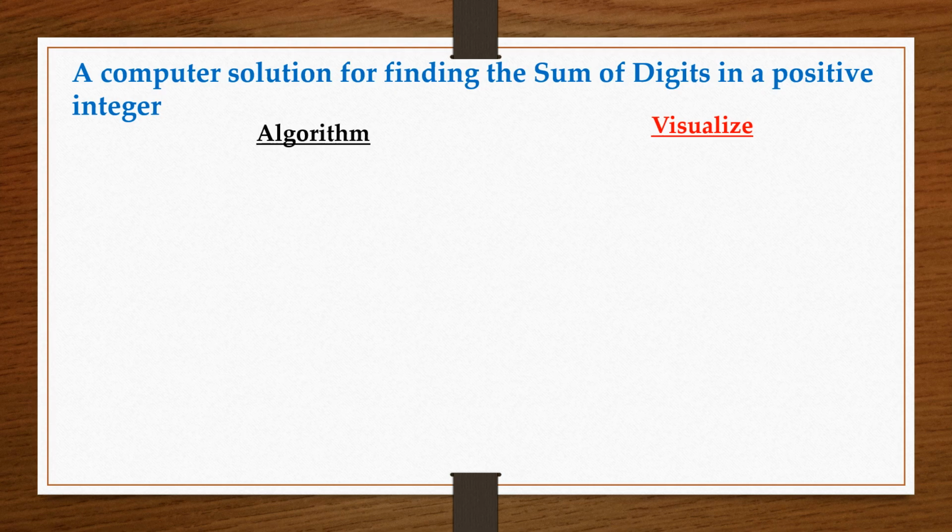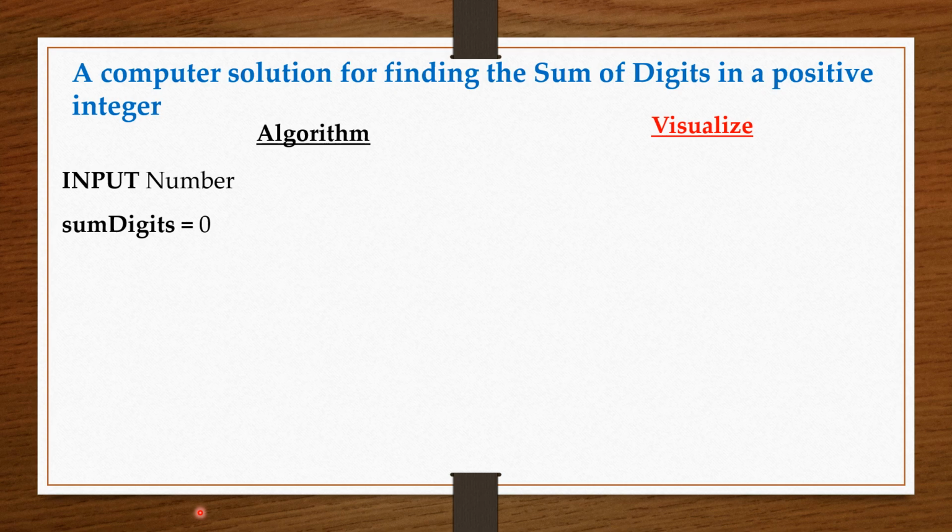A computer solution for finding the sum of digits in a positive integer. To the algorithm, we are going to ask the user to input a number. So we say input number. Now, we are going to create an empty variable called SumDigit that will contain the sum of digits in the user's number. So we say SumDigit equals 0.